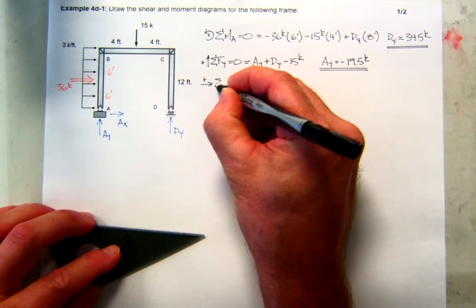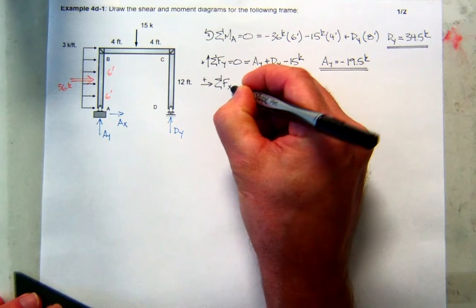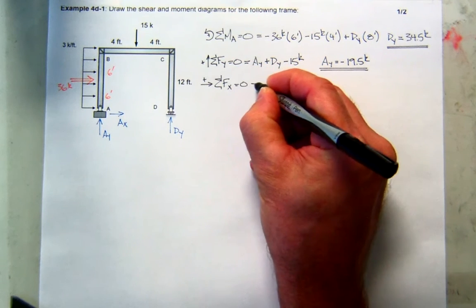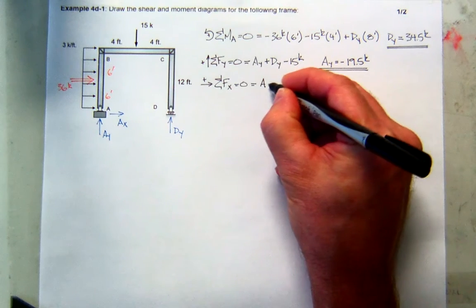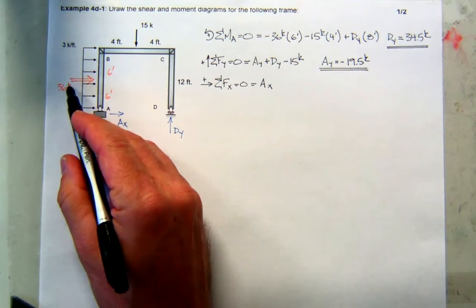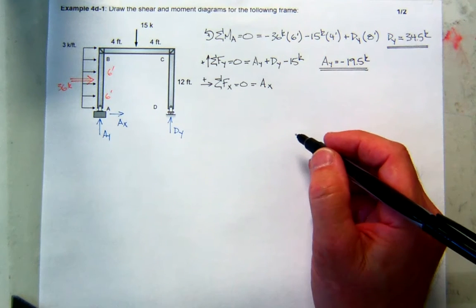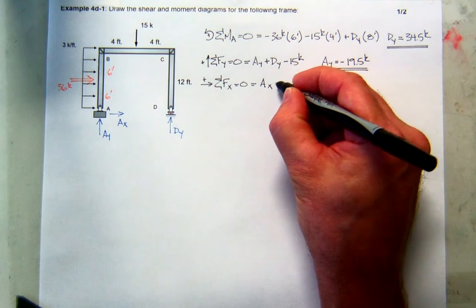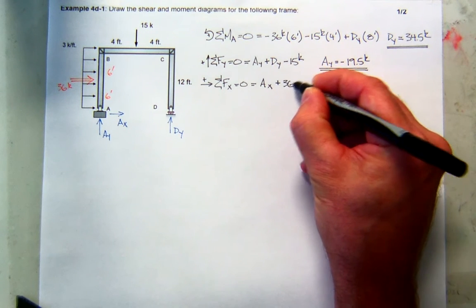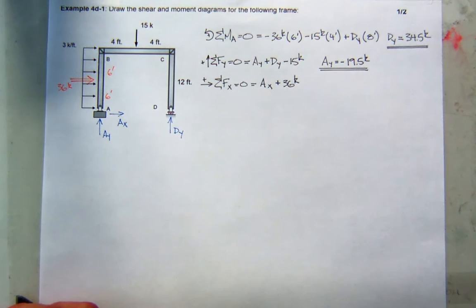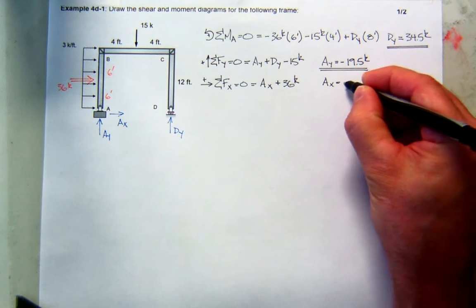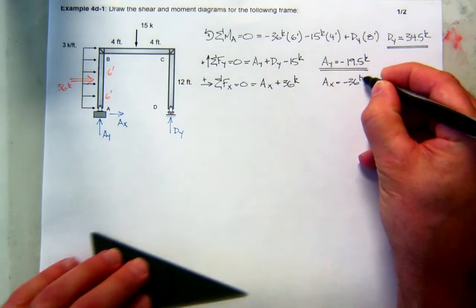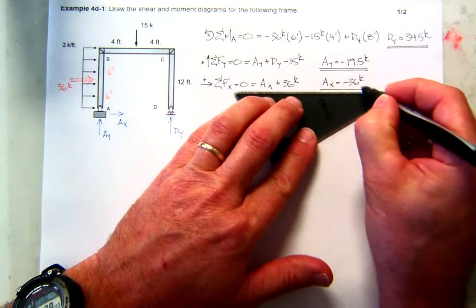We can sum forces in the x direction. Make sure that's in equilibrium. So in the x direction, I've got AX to the right. That's positive. My 36 kip force, which is the concentrated equivalent, is also positive. And you get 36. And I think that's it. So it looks like AX then will be negative 36. So I've got my reactions.